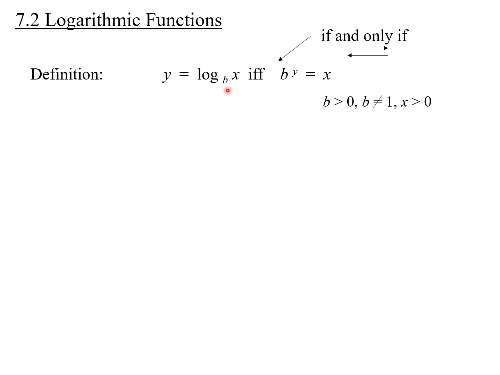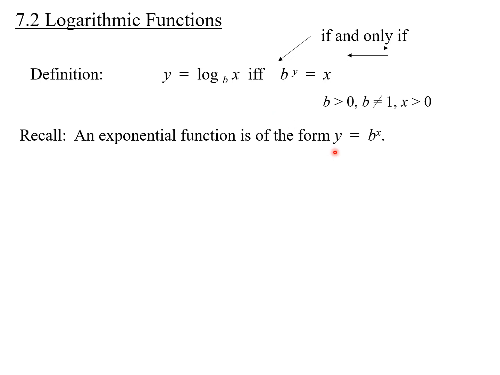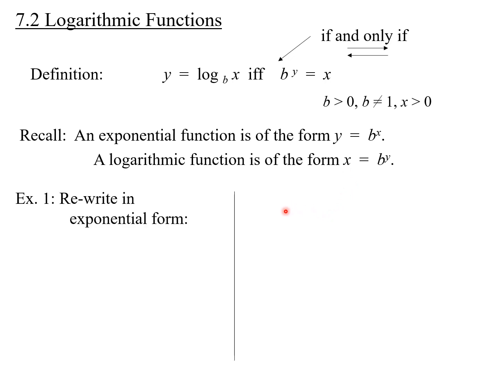Anyway, now let's recall we do have these conditions. b has to be greater than 0, the base must be greater than 0 and not equal to 1, and x is a positive number, not necessarily an integer, just a number. Now recall an exponential function is in the form y is equal to b to the x, where b is the base. A logarithmic function goes the other way. A logarithmic function is of the form x equals b to the y. So the y in a logarithm is really nothing more than an exponent. Okay, let's do some examples.